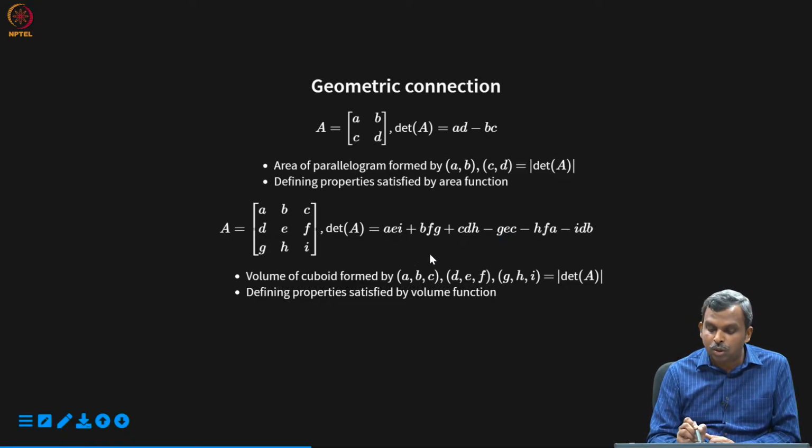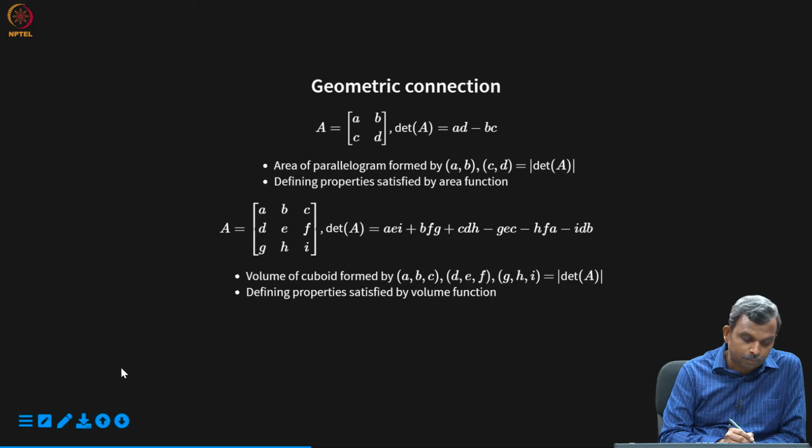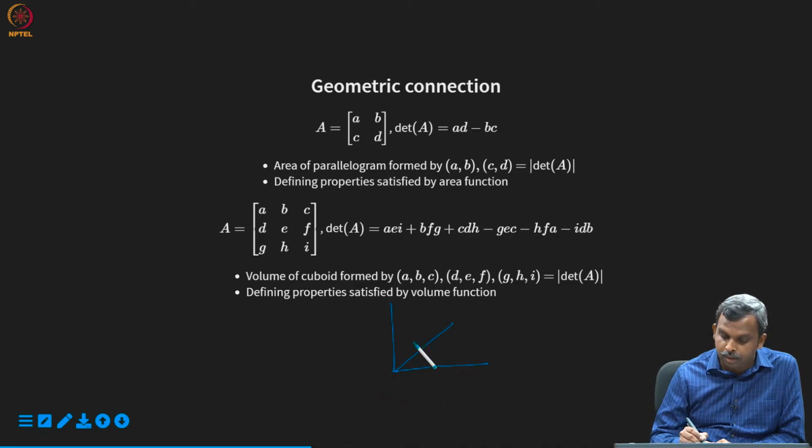And it turns out, if you take the absolute value of this, it's the volume of the cuboid formed by A, B, C, D, E, F, and G, H, I in R3. So if you look at R3, it's difficult to draw, so let me roughly draw it. You have 3 points, and then you can draw a cuboid defined by these 3 points.